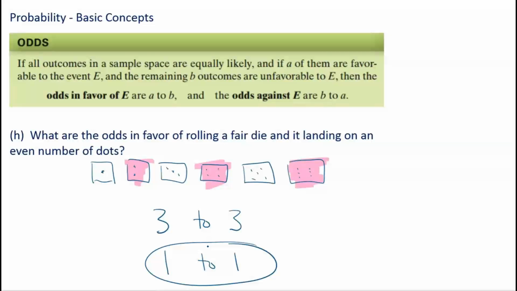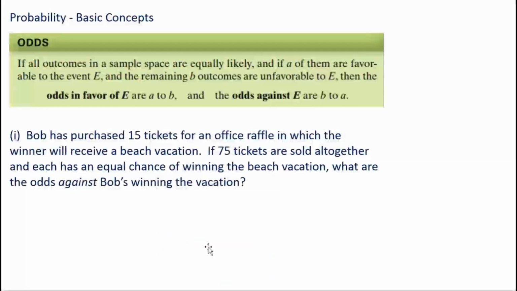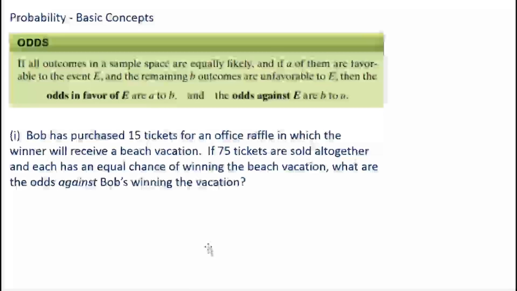Okay, let's keep going. Now I got another question. Bob has purchased 15 tickets for an office raffle in which the winner will receive a beach vacation. Awesome. If 75 tickets are sold altogether and each has an equal chance of winning the beach vacation, what are the odds against Bob's winning the beach vacation?